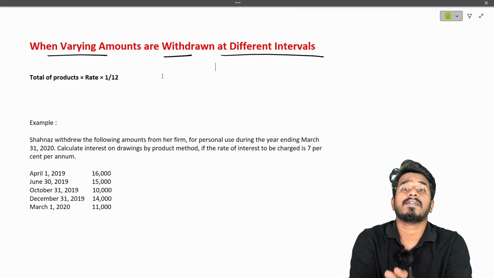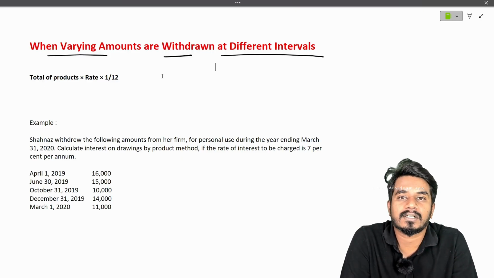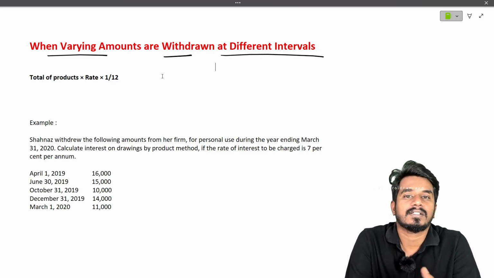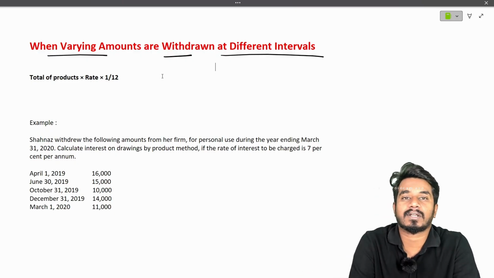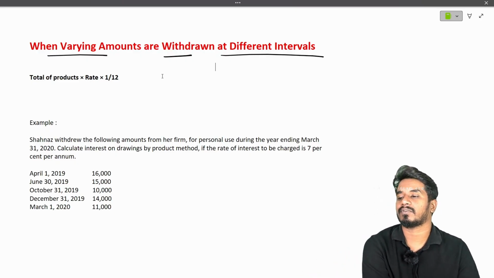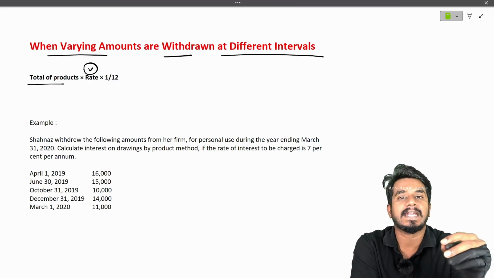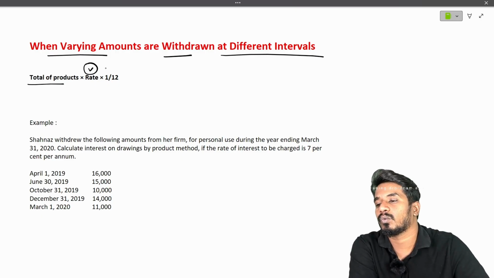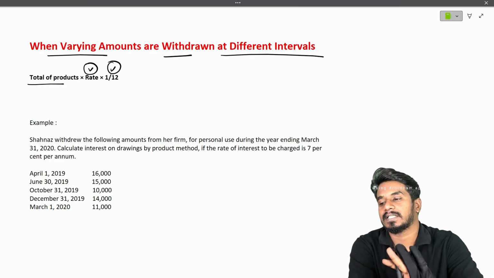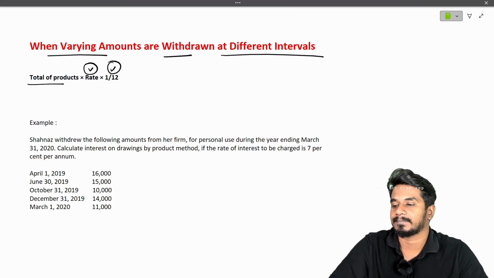For this, we will use the product method to calculate the interest on drawings. So how can we calculate using the product method? Let us see by understanding a question, and also the formula. So what is the formula for that? Total product into whatever interest rate is there, and 1 by 12 by default in the formula. Understood? Yes. So let us see one example and understand how we can calculate.